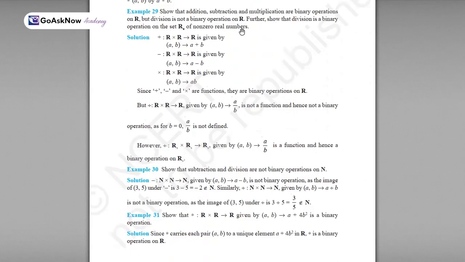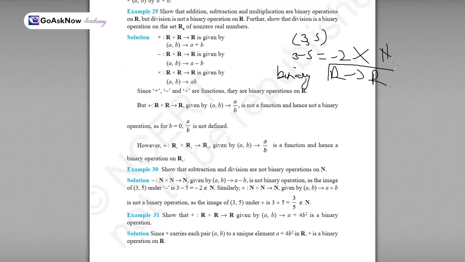Okay, so if you have natural numbers like 3 and 5, and you take the difference, it will come out as minus 2, which is not a natural number. So your binary operation should be such that if you have real numbers going to real numbers, then the operation gives a real number as output.